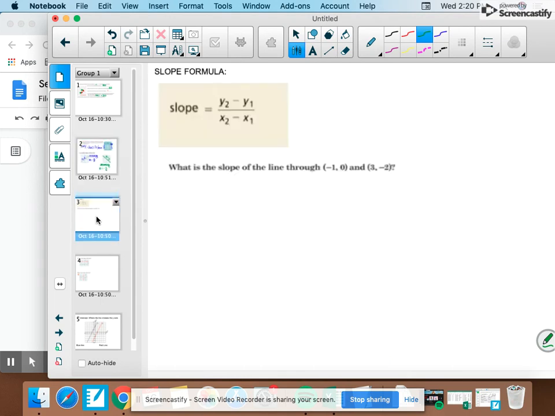The next way we're going to find slope is using the slope formula, which you will have to memorize. Our slope formula, and you can make that the letter m instead of the word slope, is y2 minus y1 over x2 minus x1. To use that formula, if you have 2 points, we're going to label our points x1 and y1 and x2 and y2. It doesn't matter which one is x1 and y1 and which one is x2 and y2 as long as your 1's are together and your 2's are together.